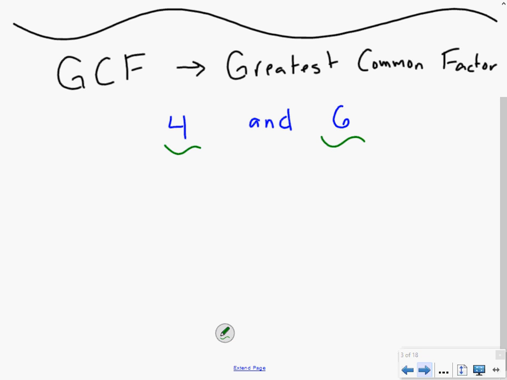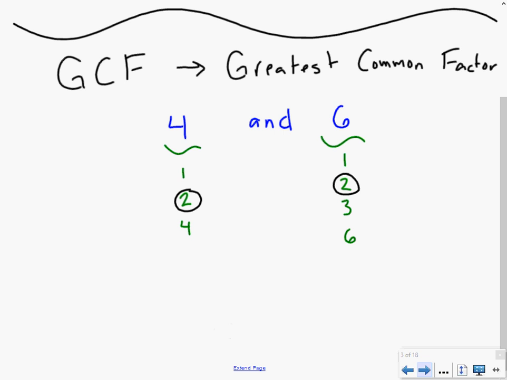So 4 has factors of 1, 2, and 4. Okay, 1 times 4, 2 times 2, so these are all the factors of 4. 6 is 1, 2, 3, and 6: 1 times 6, 2 times 3. So looking at these lists, the GCF is 2 because that is the biggest factor that they have in common.